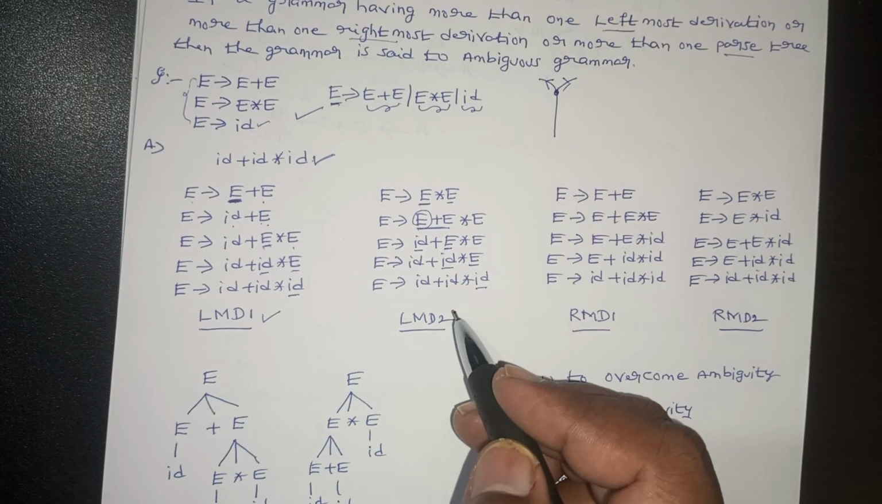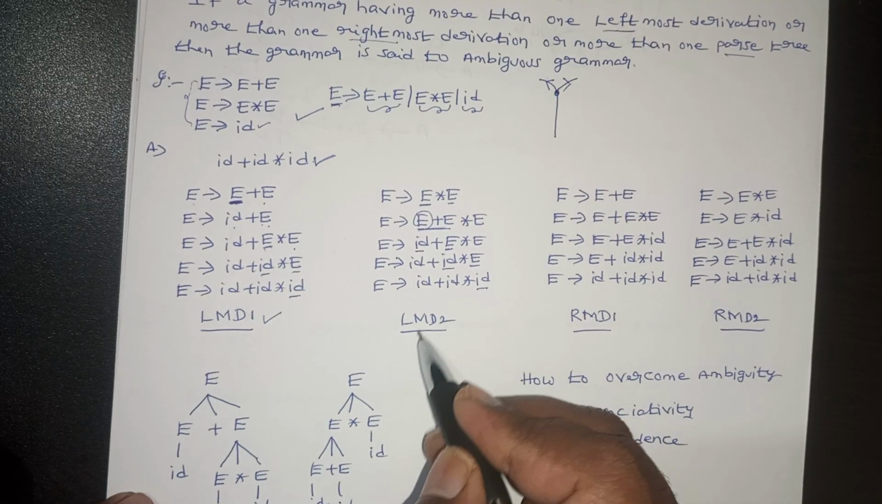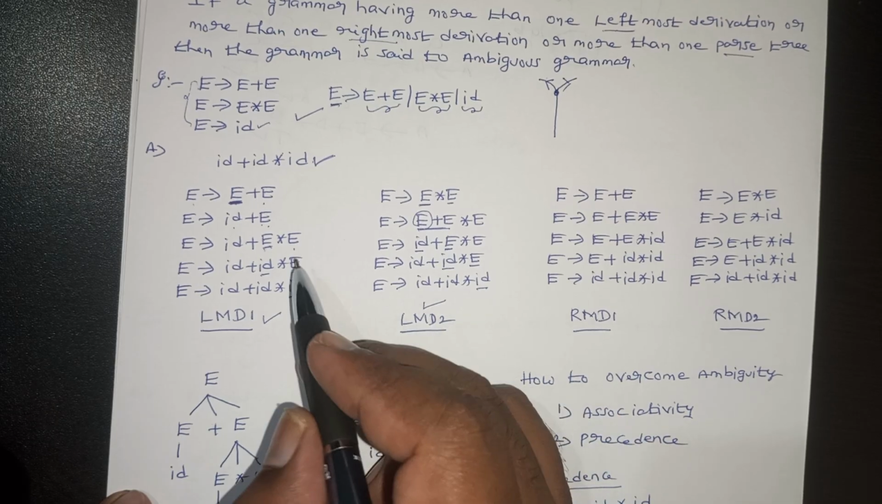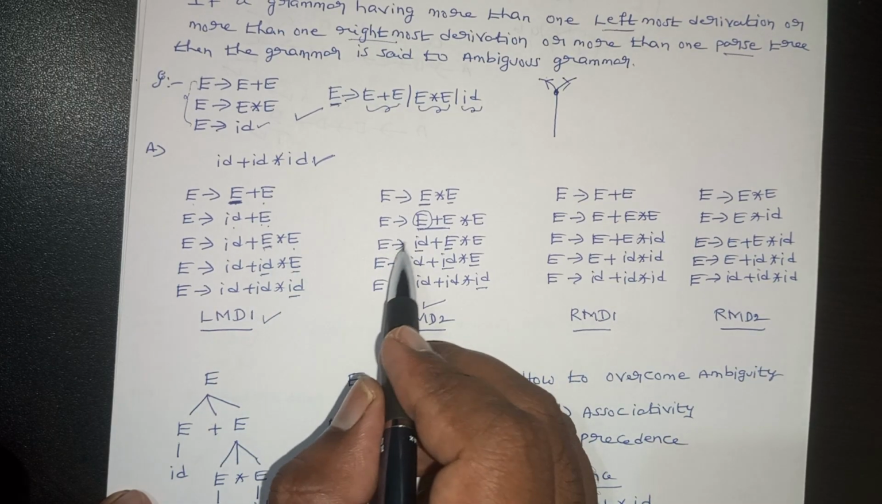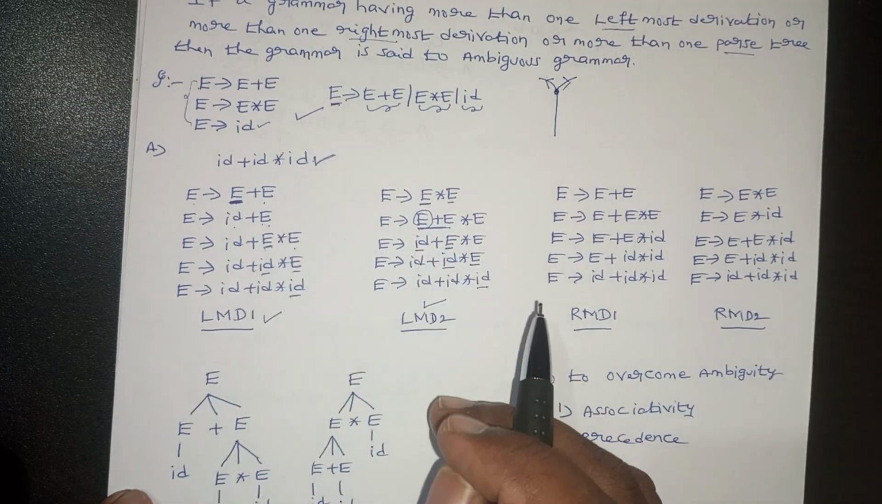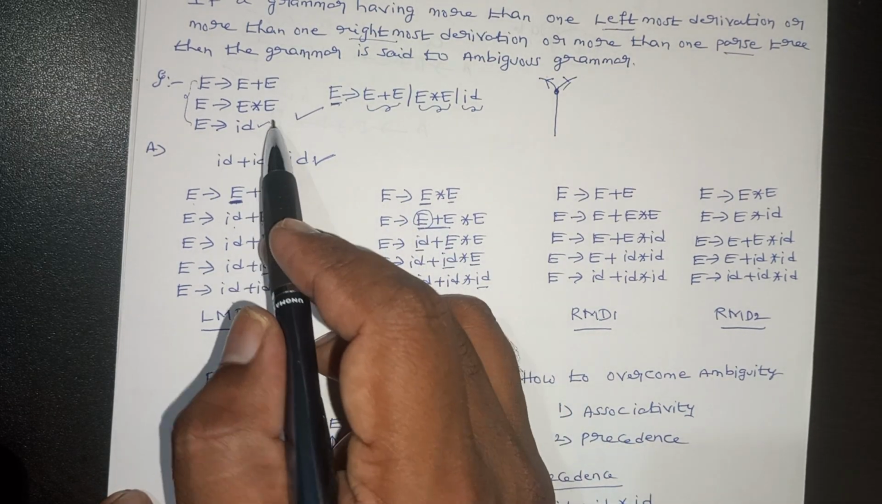So by observation, I am getting one more leftmost derivation. Now what do you say? Because I am getting more than one leftmost derivation, this grammar is an ambiguous grammar. Very simple. So this grammar is an ambiguous grammar.